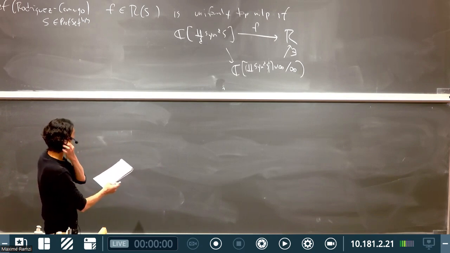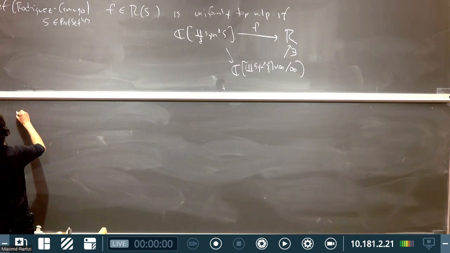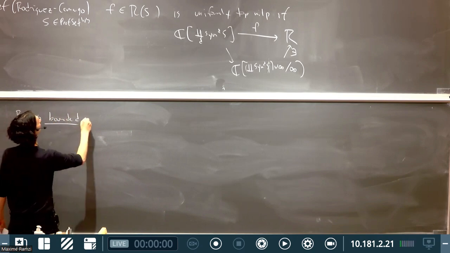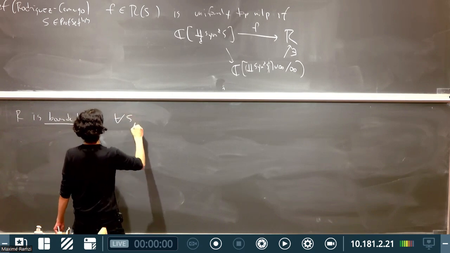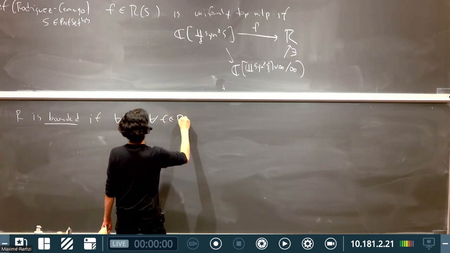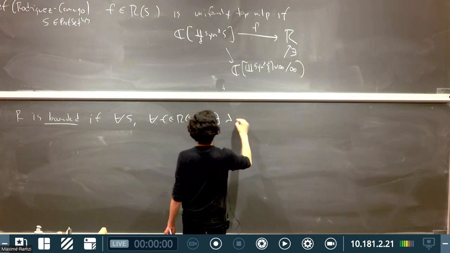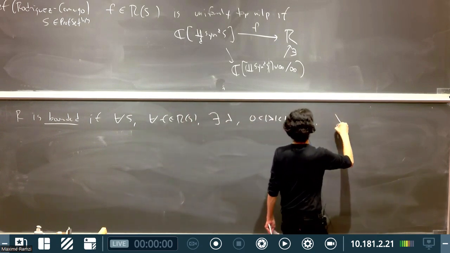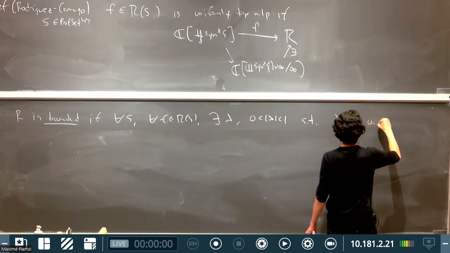So R is bounded if for all S and for all F in R_S, there exists a lambda with 0 < lambda < 1, such that lambda F is uniformly topologically nilpotent.